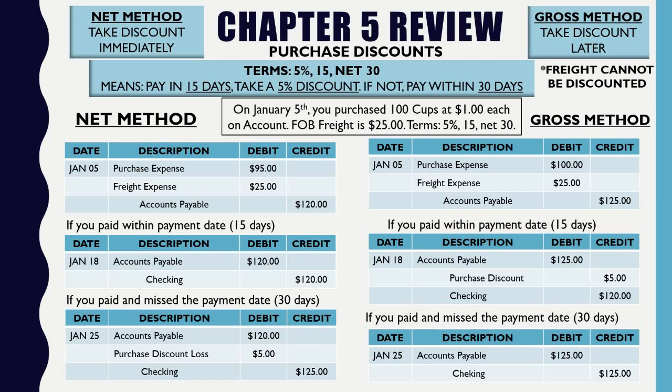Then we talked about purchase discounts, where you have to have terms in order for you to use one of the two methods, okay? Now, again, if a vendor does not offer you any discount, then you're safe to just record it the regular way using the gross method, okay? But in this case, if you are given terms, you do have two choices that you can record your discounts with, and that's the net method and the gross method.